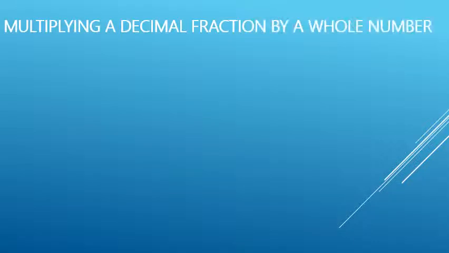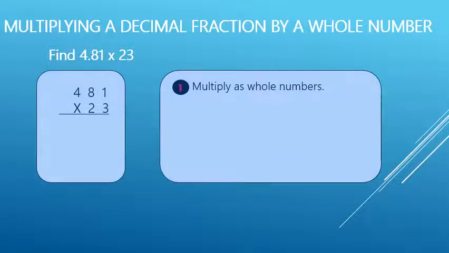Now children, let us understand how we multiply a decimal fraction by a whole number with the help of one example. So the example is find 4.81 multiplied by 23. Here we are multiplying a decimal fraction, which is 4.81, by a whole number, which is 23. So let's see how we are going to do it.